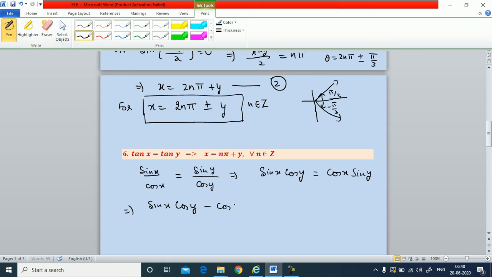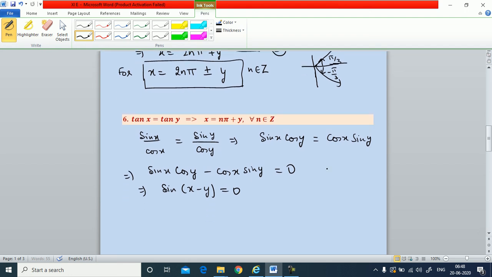Recall what formula it can be converted into. If you look at this carefully, it is of the form sin A cos B minus cos A sin B. So you can recall the formula for sin A minus B. So this becomes sin x minus y is equal to 0. See, again we are facing the situation sin x is equal to 0. And if sin x is 0, that means that angle can be written as a multiple of pi. That means x reduces to what? It is n pi plus y.